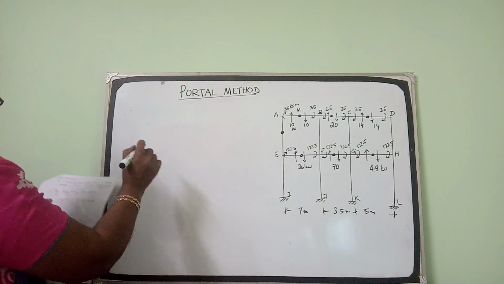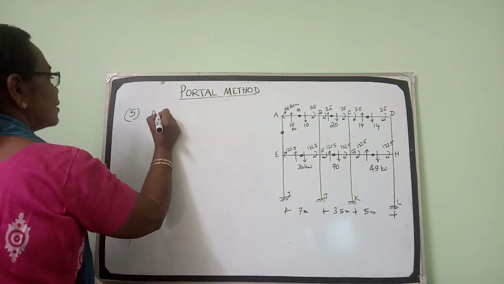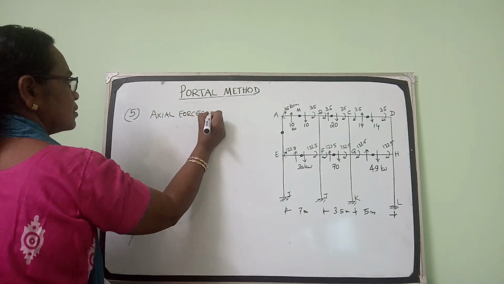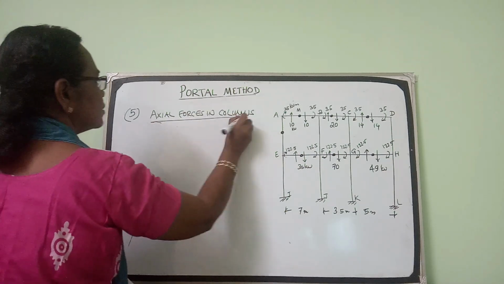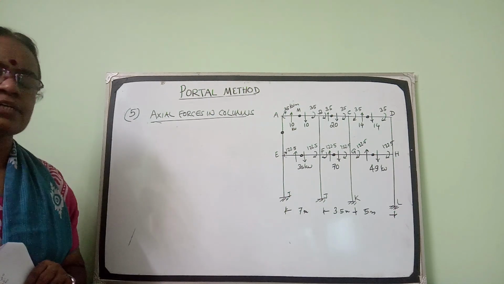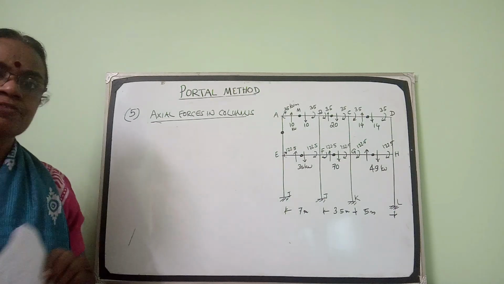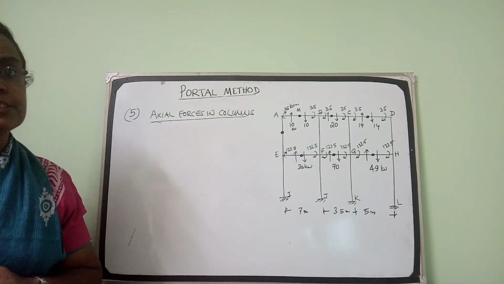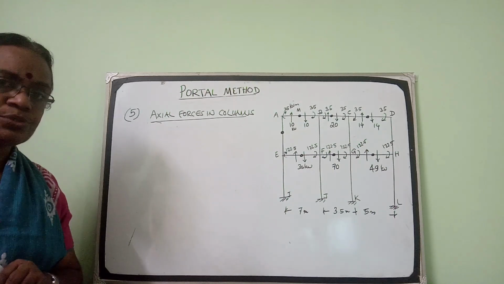Now coming to the fifth step, axial forces in columns. We know how the load transfer action acts in a structure. The load from the slab will be transferred to the beams. The beam will transfer the load to the columns. So the reactions of the beams will be directly transferred to columns. So we will get the axial force. The columns are subjected to axial force.